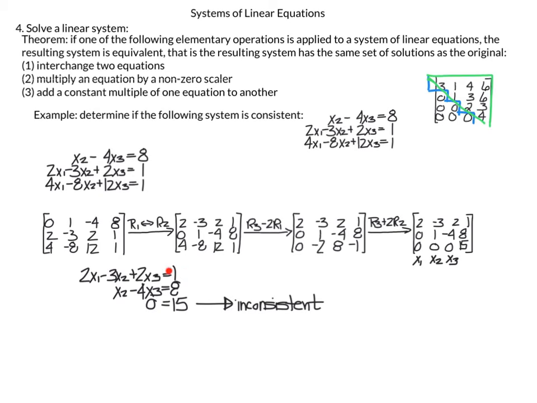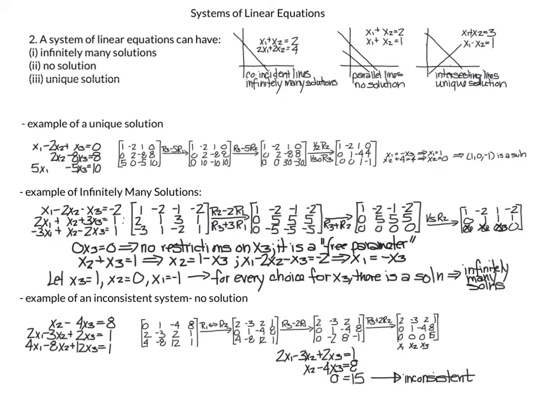And I wrote that equation here. I also have 2x2 minus 4x3 equals 8. I wrote that last equation. And then here I'm going to get 0x3 equals 15. So this is what makes it inconsistent. It's not consistent because there's no x3 that can satisfy 0 times x3 equals 15. So this is what it looks like when your system of equations has no solution.